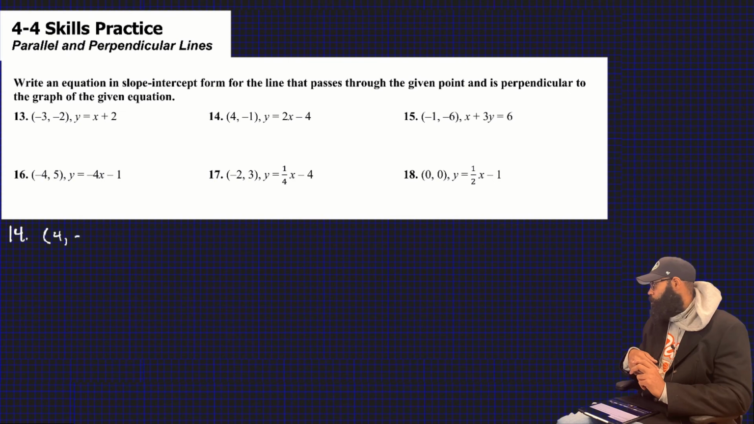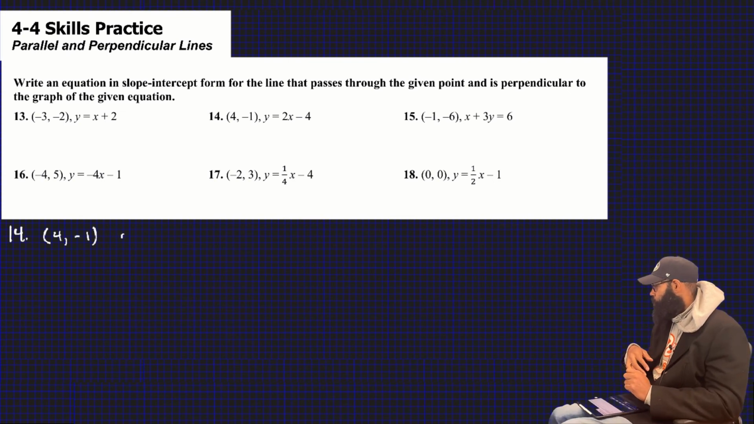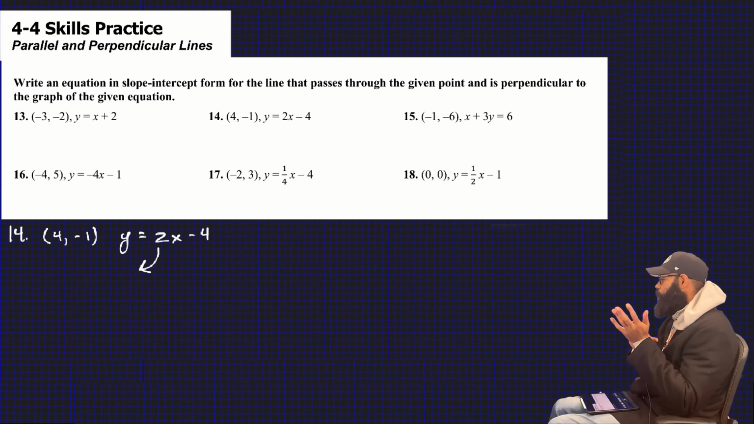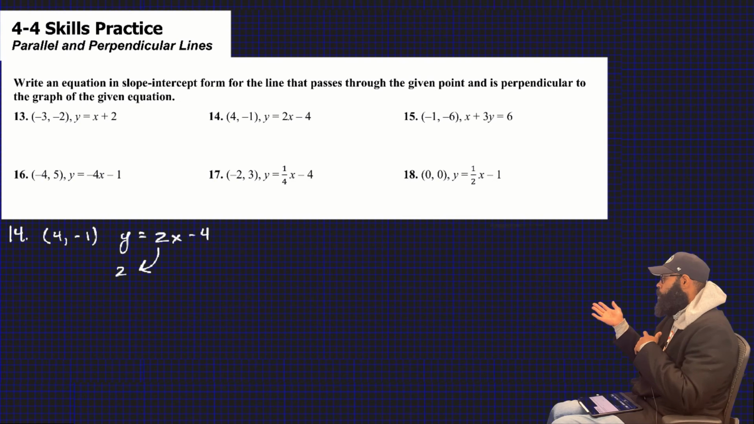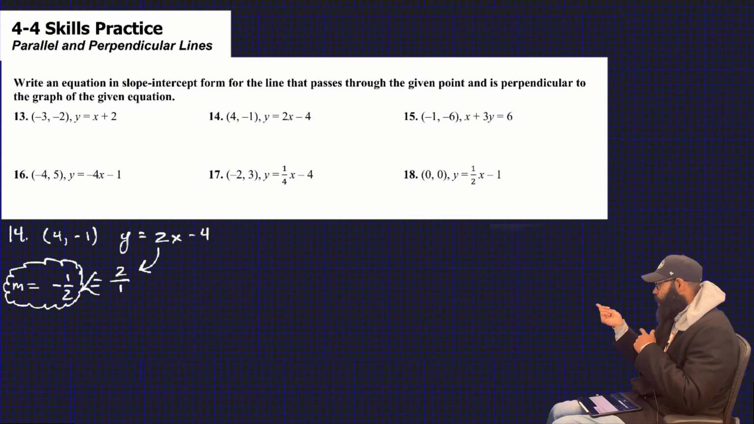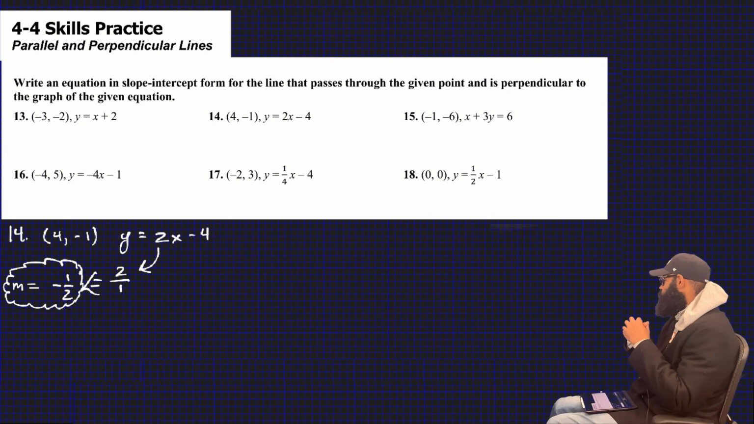All right, so for 14, what am I going to do? Well, I'm going to take the point that they give me, label it, if I need to, x and y. I'm going to take the equation of the line that they're giving me. Now I'm going to tell you the line that passes through that point and is perpendicular to that y equals 2x minus 4. And if it's perpendicular, it's the negative reciprocal. So what do I do? I change that positive 2 to a negative, and I flip it. So it being 2 over 1, it's 1 over 2 now.